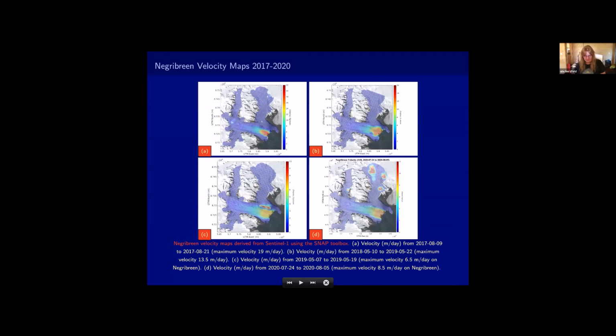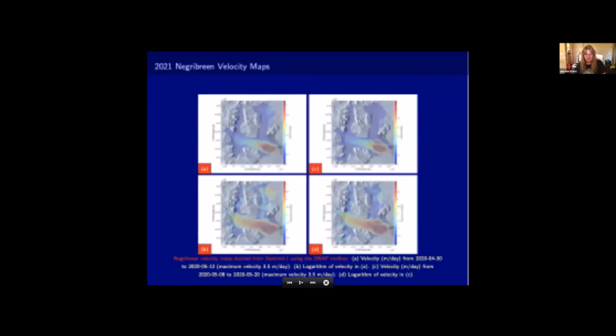And then this is 2018 in the next map, then 2019. So you can see an overall slowdown in the velocity, but we always have the highest velocities in about July. Here are maps from 2021. So this glacier surge is still going strong. A typical length of a surge is on the order of 7 to 10 years.